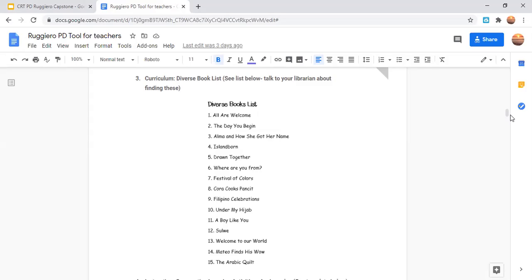I'm not asking you to go out and buy all of these books with your own money because that's crazy. But I am asking you to reach out to your school librarian or the library in your city and ask for help finding these and start to borrow them a few at a time to share with students in your own classroom.